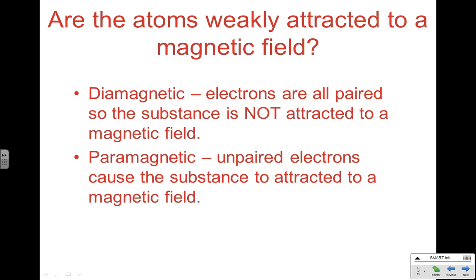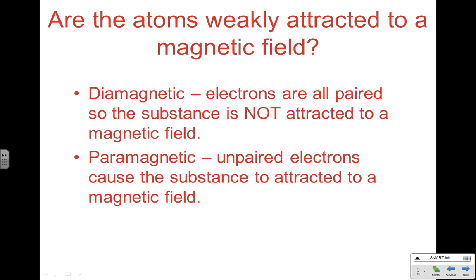The way it works is some elements in the periodic table actually have a weak attraction to magnetic fields. Well, scientists couldn't explain why. Well, what they realized is things that were diamagnetic did not have this attraction to the magnetic field, and always had every orbital which contained electrons with 2 electrons in it. In other words, they were all paired. There were no unpaired or single electron orbitals existing in that atom.